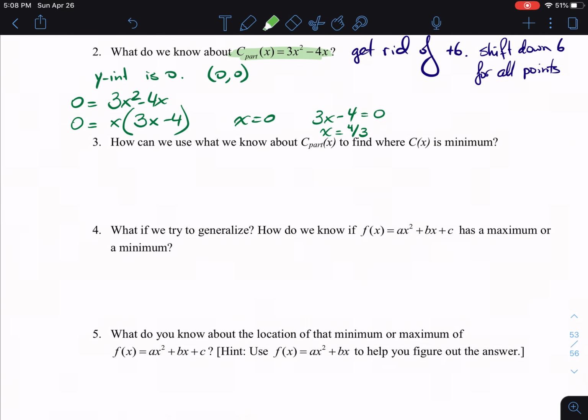So how can we use what we know about C part to find where C of x is minimum? I'd like you to explain that. We just did it on the graph. What if we try to generalize? Where is f of x, ax squared plus bx plus c, maximum or minimum?